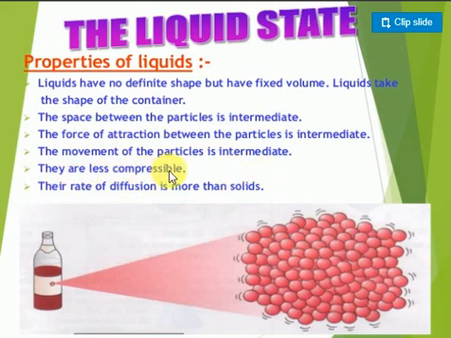They are less compressible when compared with gases. Look, gases can be compressed. You know very well LPG, liquefied petroleum gas, and compressed natural gas: all the gas we can compress and place in a cylinder. But solids and liquids cannot be compressed. The rate of diffusion is more than in solids. Just imagine, solids cannot spread easily, but when you pour liquid on a wall surface area, the liquid flows easily. This clearly indicates they can diffuse easily.